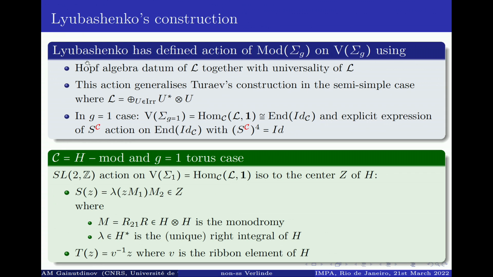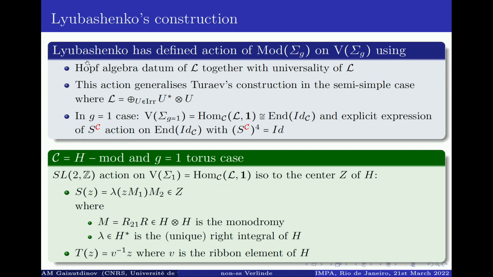In the semisimple case, this coend is very simple. It's just a direct sum over classes of irreducibles U* ⊗ U. Very simple. And in the genus one case, the space where SL(2,Z) acts, in the torus case, is Hom(L, 1). In a finite tensor category, there is a canonical isomorphism with the endomorphisms of the identity functor, so it's a space of natural transformations of the identity functor. And we have an explicit expression of this categorical S action on such a space, so that, for example, the fourth power of S is identity.